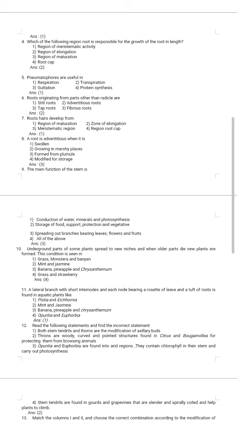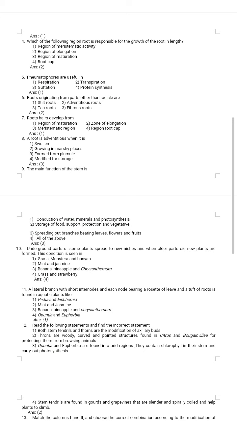Next, ninth question. The main function of the stem is. So let us see some important options here. Option 1, conduction of water and minerals and performs photosynthesis. Next, storage of food, support, protection and vegetative propagation. Next, option 3, spreading out branches bearing leaves, flowers and fruits. And option 4, all of the above. The correct answer for this question is option 3, spreading out branches bearing leaves, flowers and fruits.